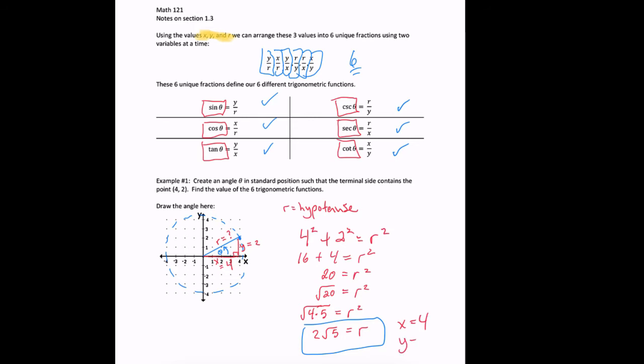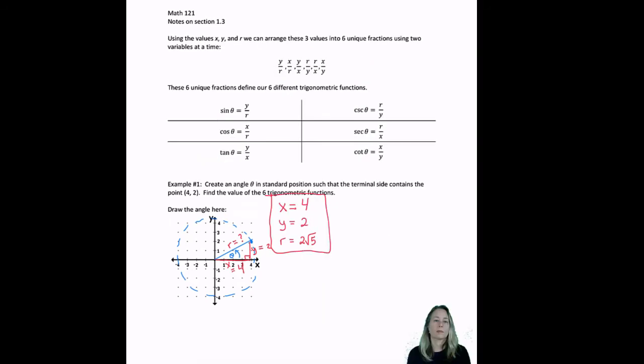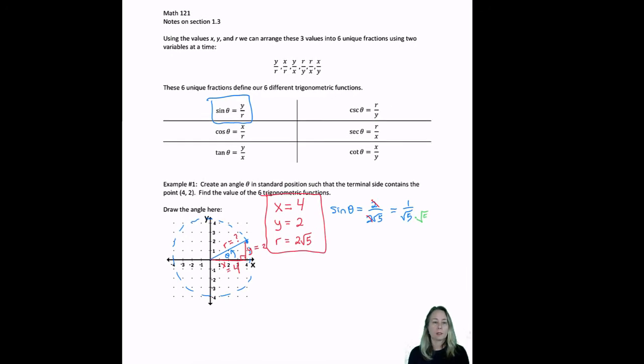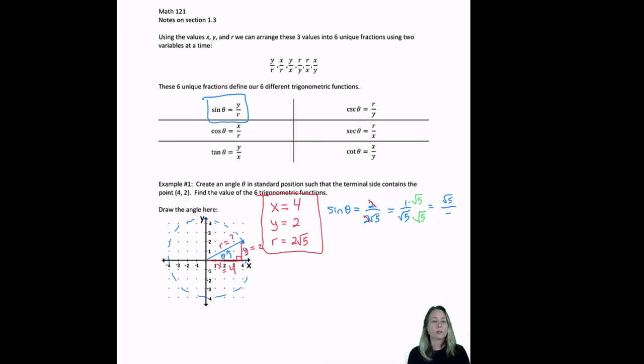x equals 4, y equals 2, and r equals 2 square root 5. Now we finish the problem. Find the values of the 6 trig functions. Since sine equals y over r, we substitute y equals 2 and r equals 2 root 5 into the fraction. The 2's cancel. Now we rationalize the denominator, and I'll do that here. This gives us the value of sine. Sine equals the square root of 5 over 5.